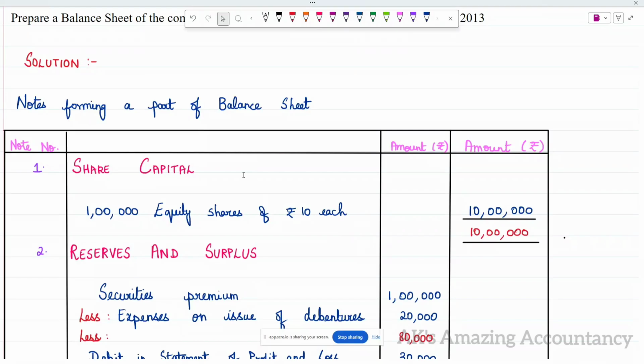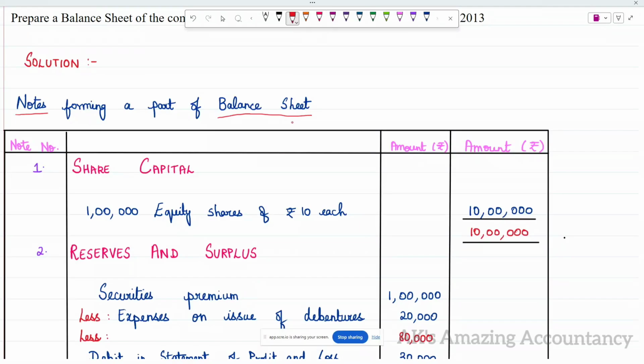Before we proceed with the main balance sheet, we have to prepare the notes to accounts. Before entering the amounts in the main balance sheet, we have to prepare the notes to accounts, and these notes will give details of the various items entered in the balance sheet. So let us now start with the notes, the notes forming part of the balance sheet.